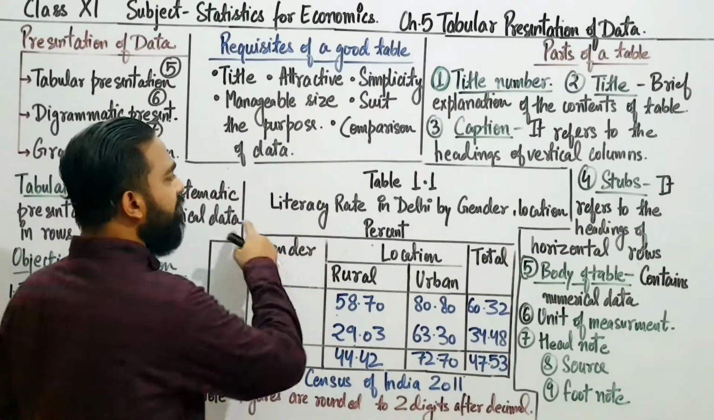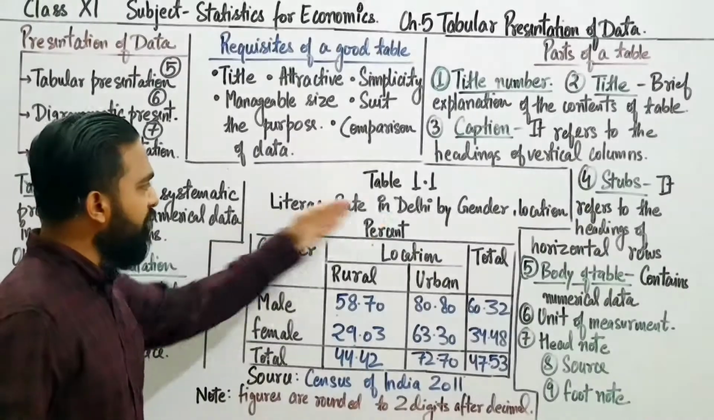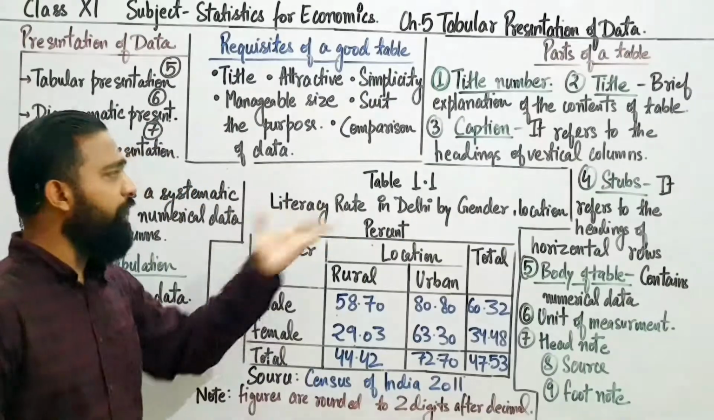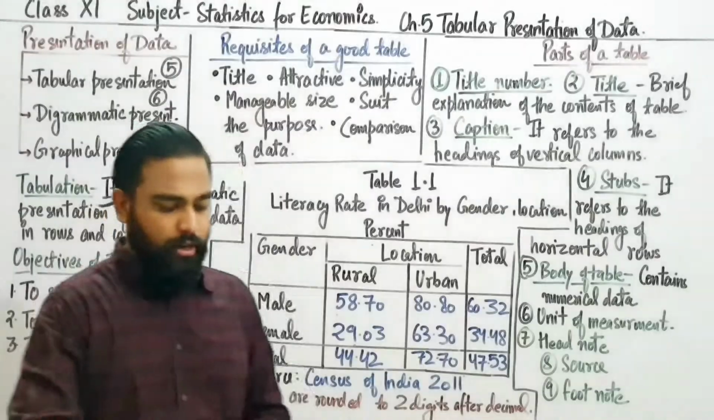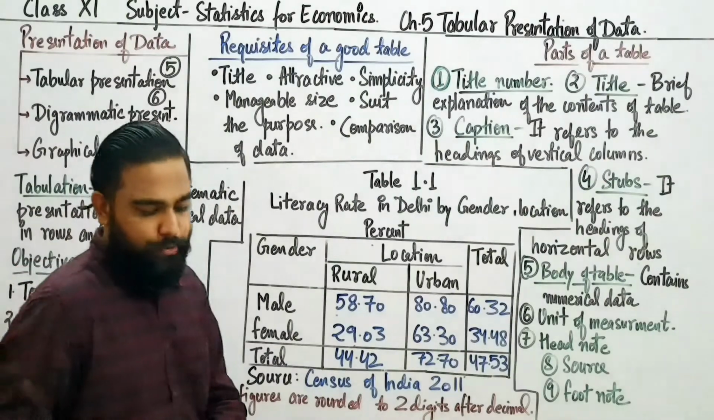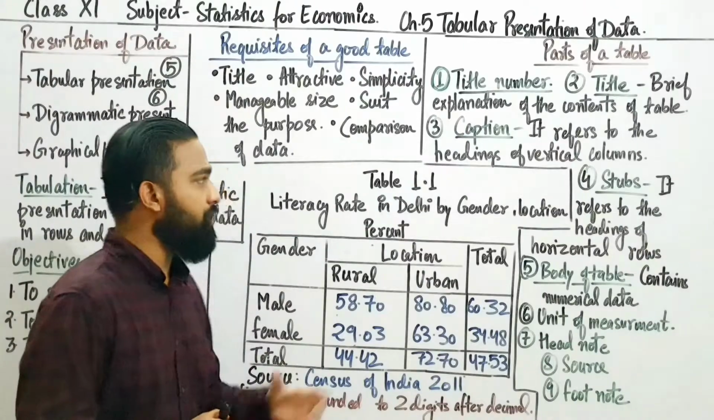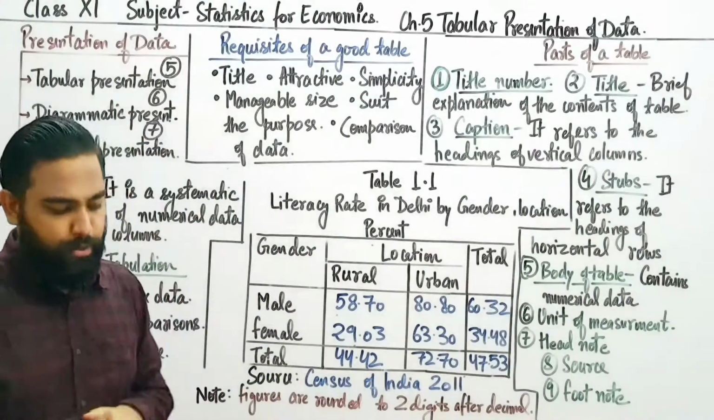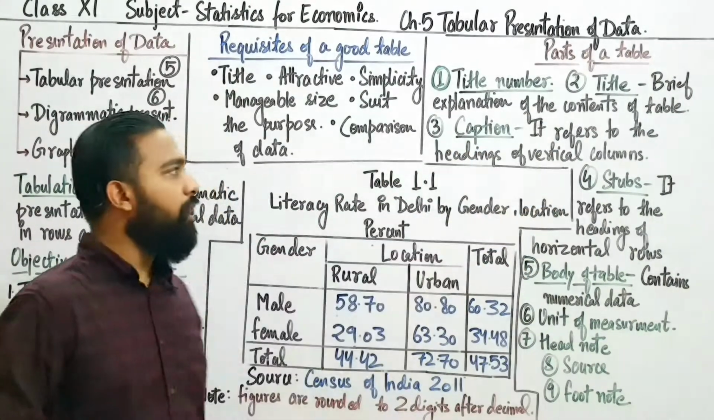Title shows the brief explanation of the contents of a table. It's a brief explanation. It is telling the literacy rate in Delhi by gender, location. This is perfect. This is precise, and this is perfectly explaining the contents of a table. Now, a good title is short but complete in all aspects. A good title should show all the things but in a smaller, precise form. Next one is caption.